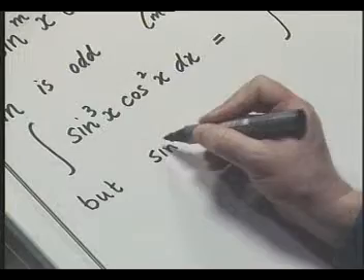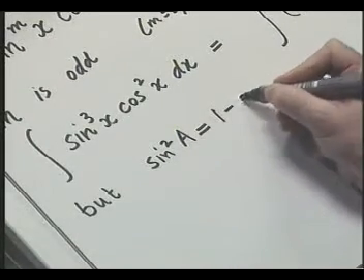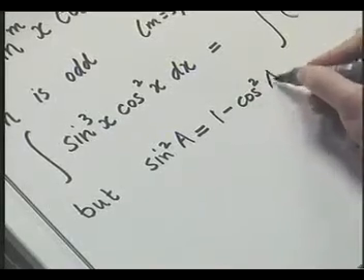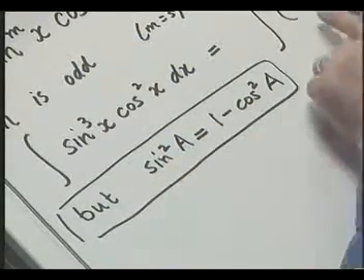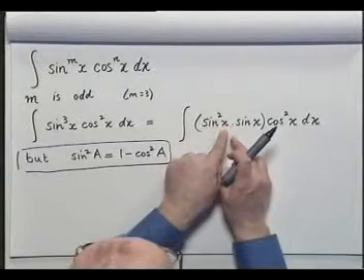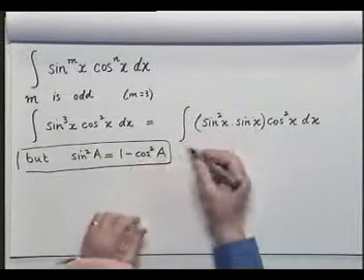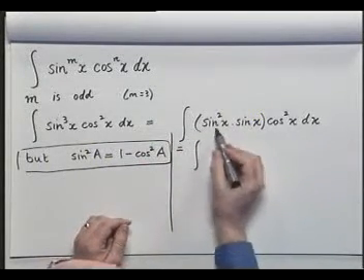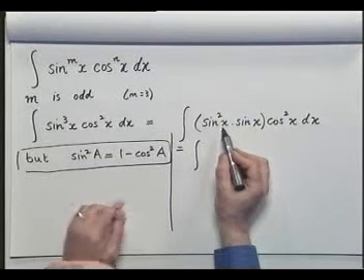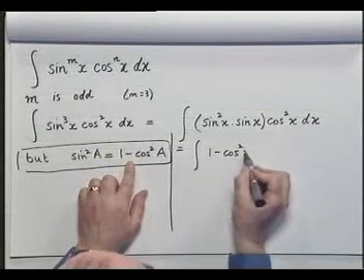Sine squared of any angle is equal to 1 minus the cosine squared of any angle. We'll use that in here to change the sine squared x into terms involving cosine squared x. Let's see what happens. This integral will become the integral of, or sine squared x will become 1 minus cosine squared x.